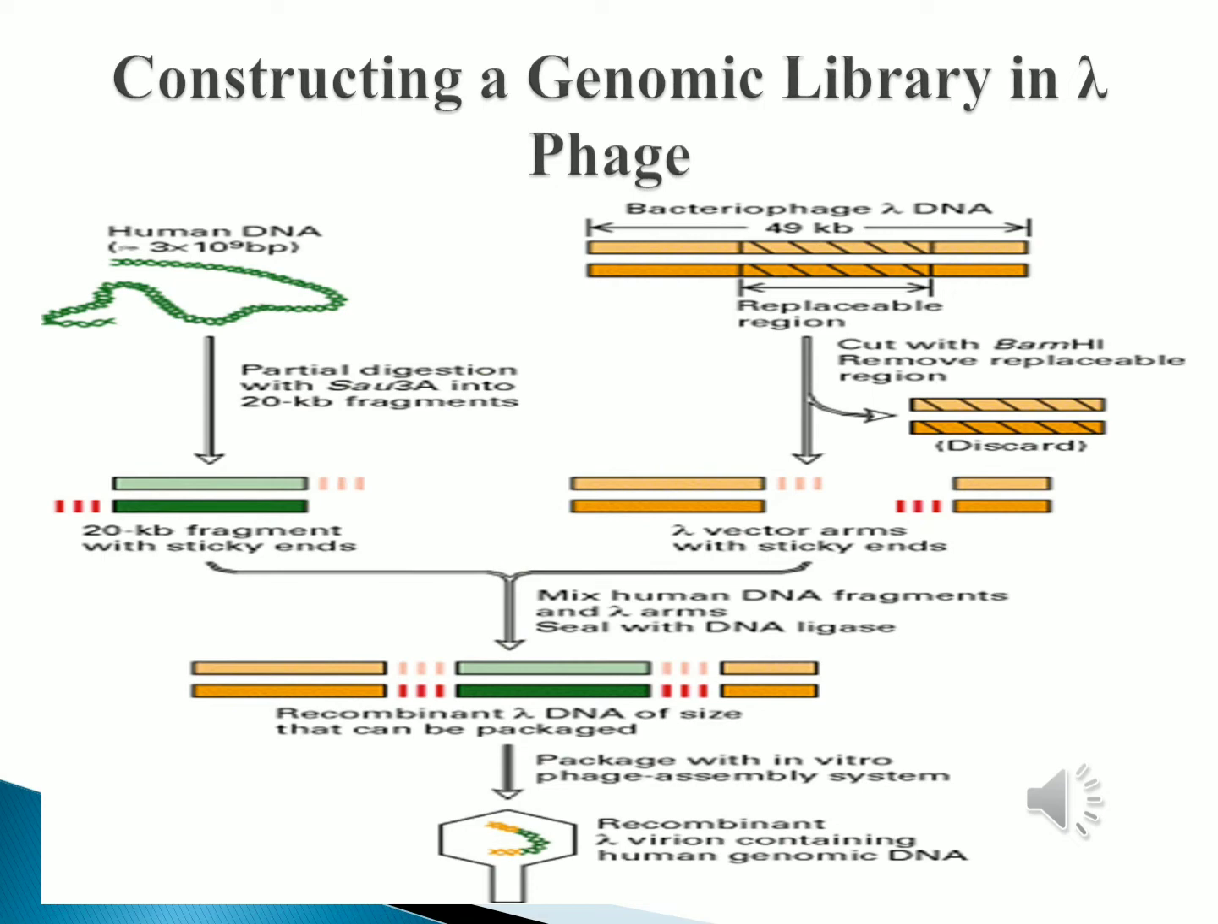Similarly, bacteriophage lambda DNA, which is 49 kilobase pairs, is taken as a vector and it can be digested with a sticky end generating restriction endonuclease, BamHI, to remove the replaceable region into which the DNA of interest will be inserted. Now the human DNA fragments and the lambda arms will be mixed in approximately equal amounts, and when their complementary sticky ends hybridize, they will be covalently sealed with DNA ligase.